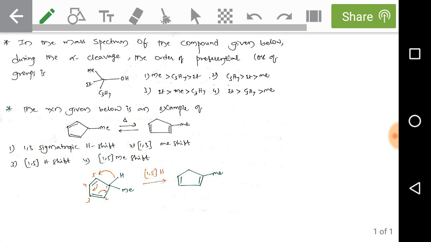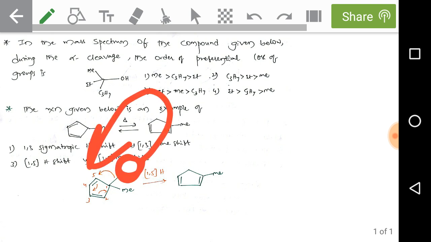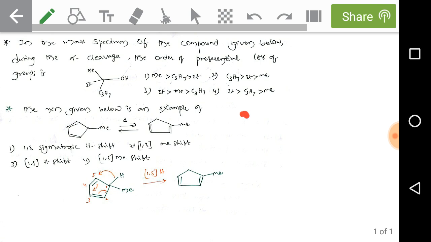Okay, next one, the reaction given below is an example of. So just give the labeling on the carbons, and the hydrogen shift takes place from carbon 1 to carbon 5, that is a 1,5 hydrogen shift taking place under thermal condition here. Okay, and we know that hydrogen can migrate easily when we compare with a methyl group. Whenever the group is small, it can easily migrate. That's why here a hydrogen shift is observed.